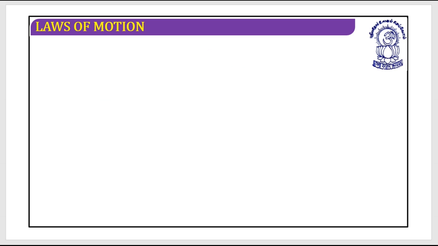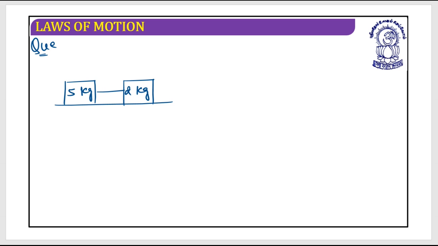Let's work on a similar kind of question. Let's suppose two blocks are there. This is of 2 kg. This is of, let's suppose, 5 kg. And from here F external is there, and this is with friction. This mu is equal to, let's suppose, 0.5.